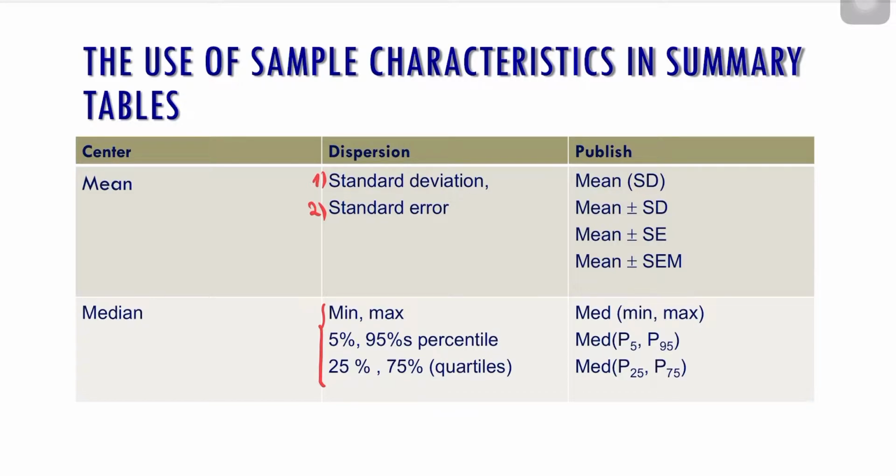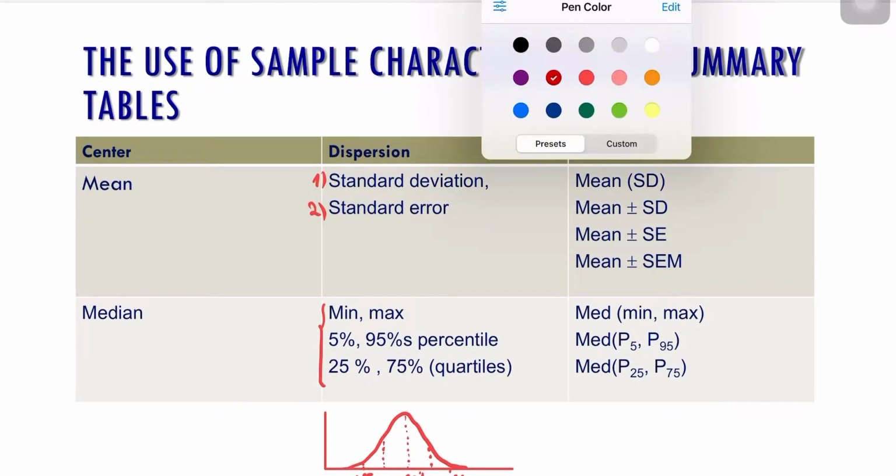For example, if we have a graph like this, you see here is the 5%, here is the 95%, here is the 50%, here is the 25%, and here is the 75%. It depends on what state of data we need.